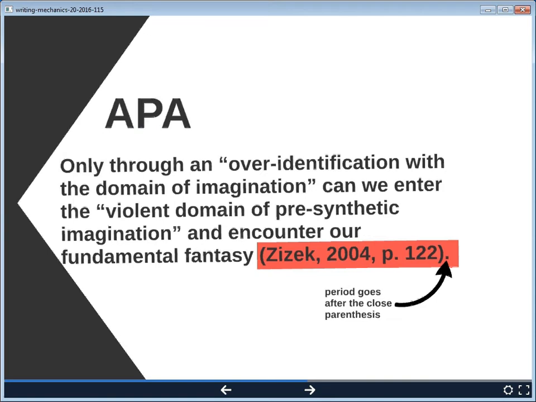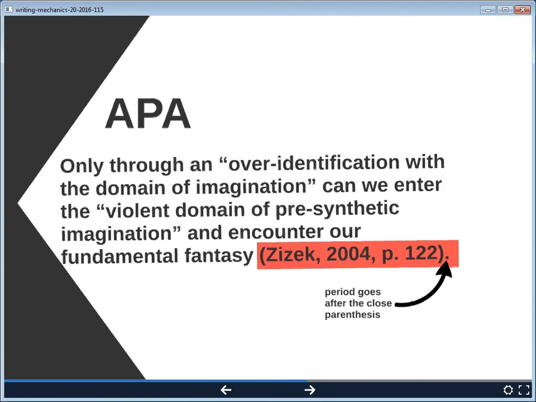But in APA, you include the author's last name, then a comma, then the date of publication, another comma, and then a "p." for page number, and then the page number. Now, if you've mentioned any of these things in the text of the sentence, or even in adjacent sentences so that it's obvious to which reference you're referring, you don't need to reproduce them.